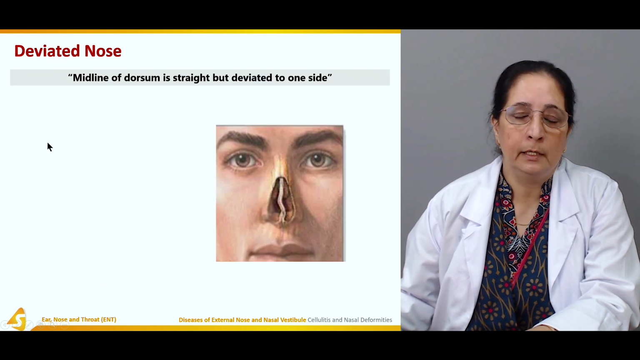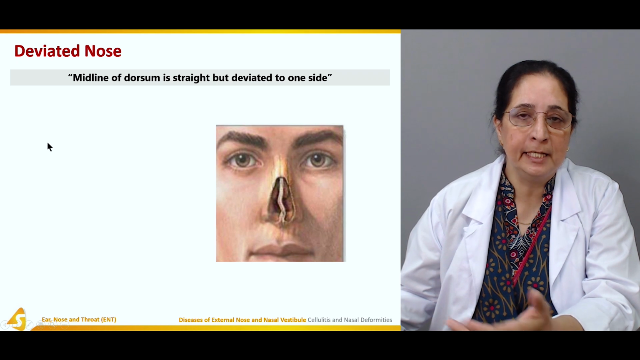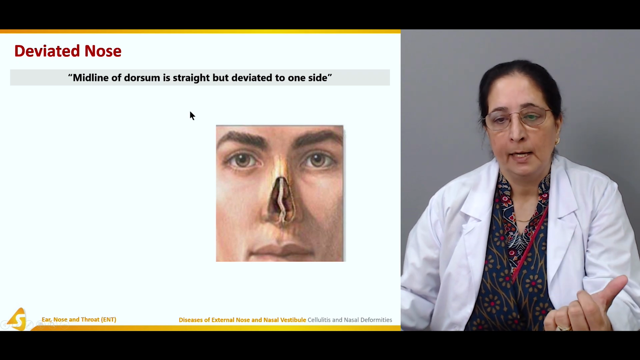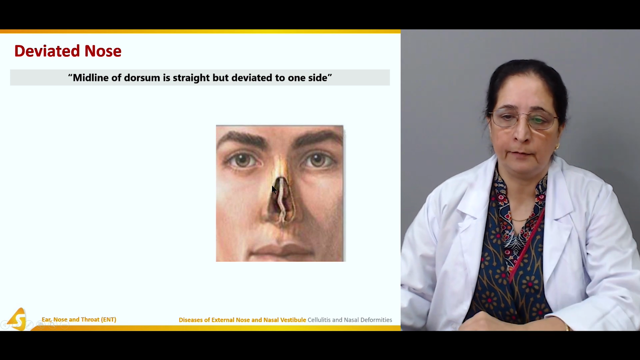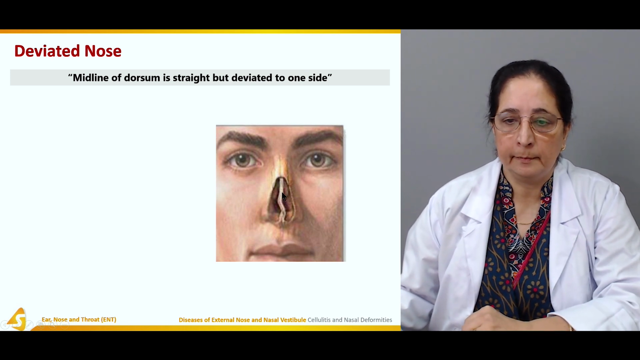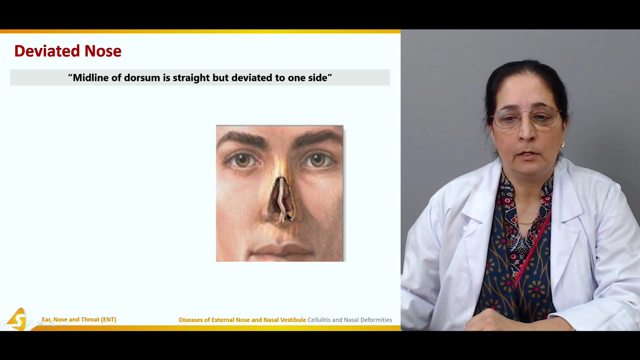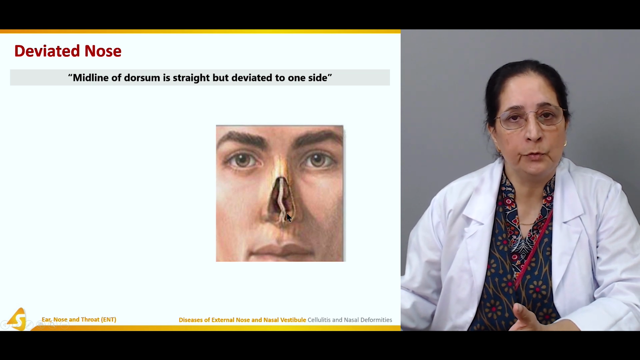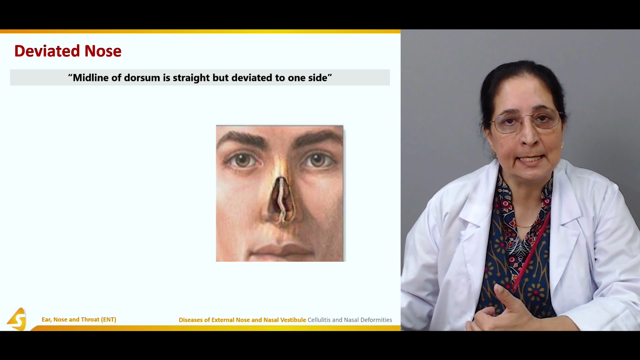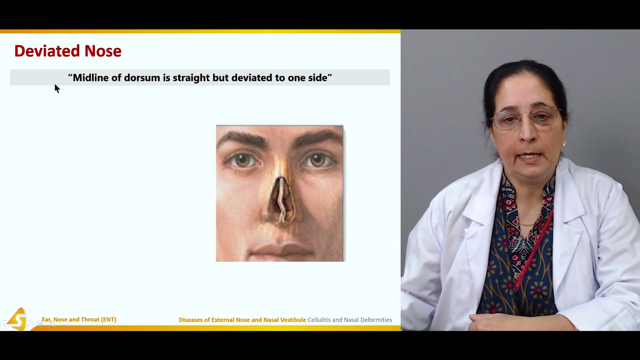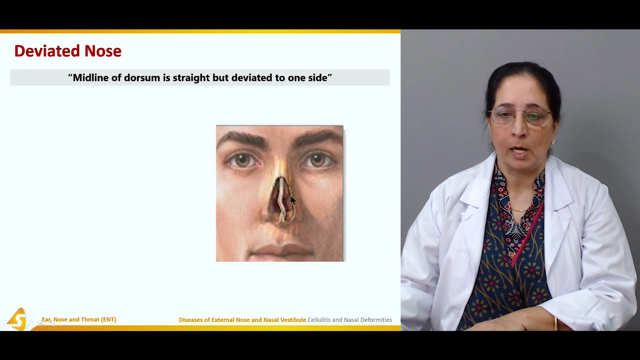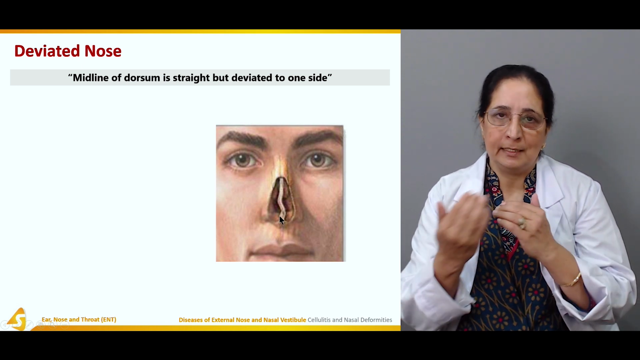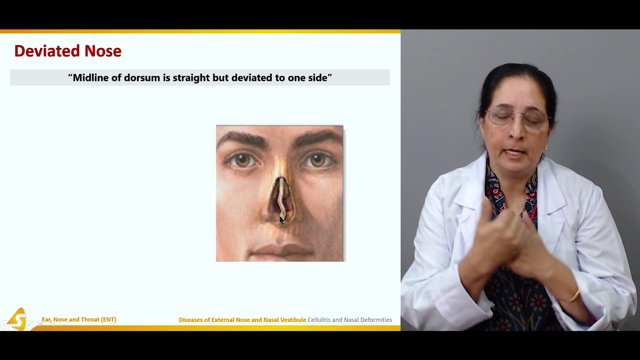Deviated nose, also known as DNS, deviated nasal septum. This is the septum that causes partition. Here, if you see, in this the septum is deviated. Also, DNS is the term used for this, deviated nasal septum. Midline of dorsum is straight but deviated to one side. So it's straight, but there is a little deviation to the side.